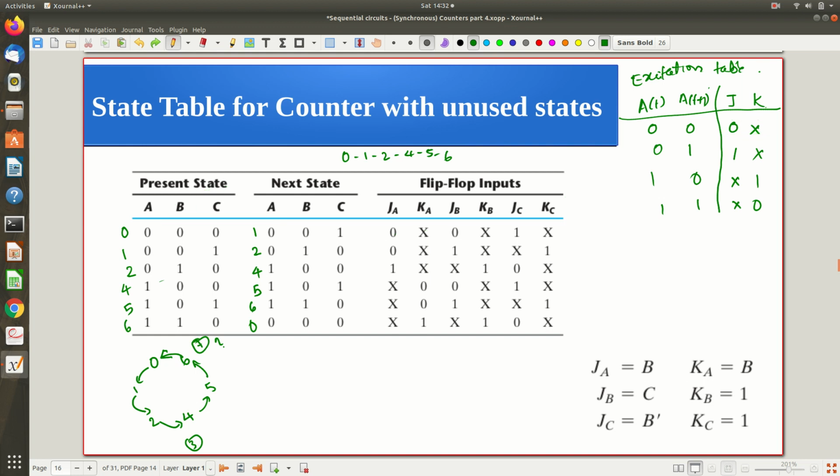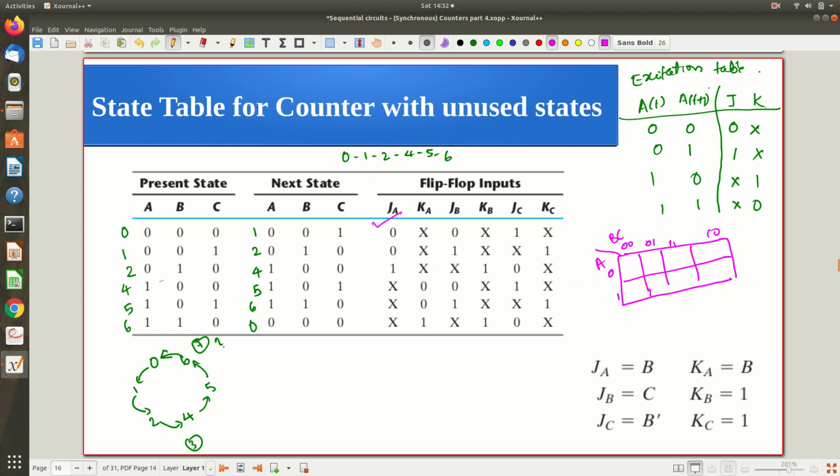Fine. Now once you have this, you can simply use a K-map and simplify the circuit. A 3-input K-map is needed, because we have a 3-bit register, so there are 3 inputs and 8 cells, and the inputs are A, B, C: 00, 01, 11, 10 and 0, 1. We are just looking at this JA. Let's see what this JA is.